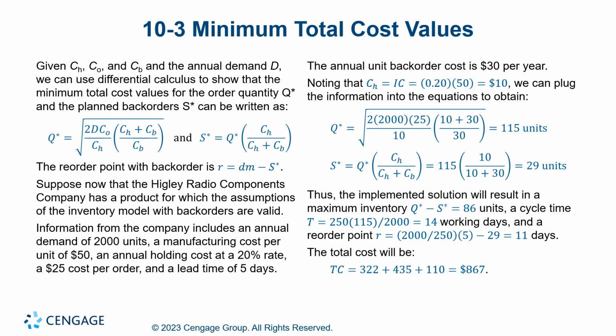So the holding cost is $332, the ordering cost is $435, and the back order cost is $110, and adding this all together, we have a total cost of $867.